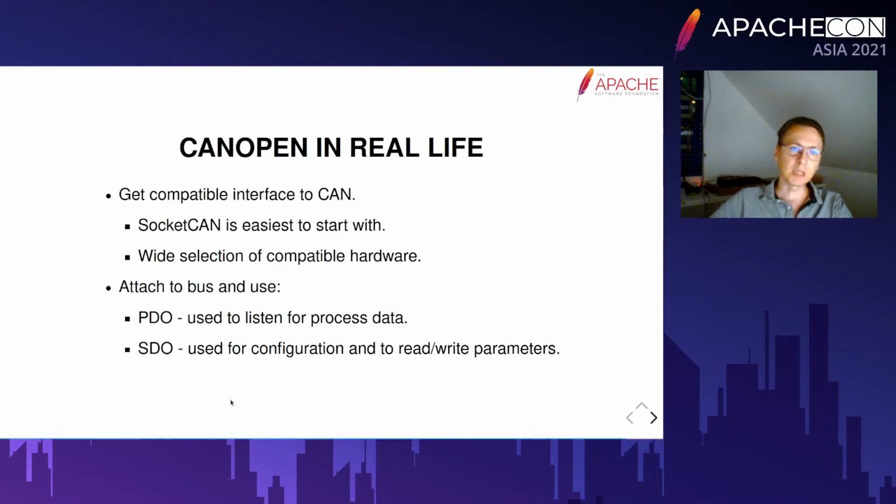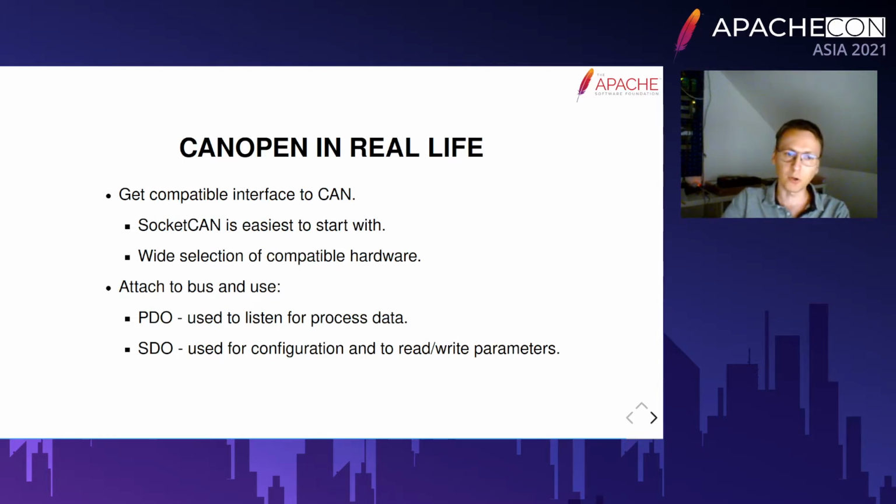So in real life, if we would like to start with CANopen, we need to first get a compatible interface with the CAN. So on Linux, obviously, this is SocketCAN, and it's easiest to get and to start with, because there is a wide selection of compatible hardware. And then there are several other aspects. So we need to know how to read and write data, and for receiving only we can easily use PDOs, because this is process data, and the process data is most interesting in most of the cases, because this is how we do the analysis and things like that.